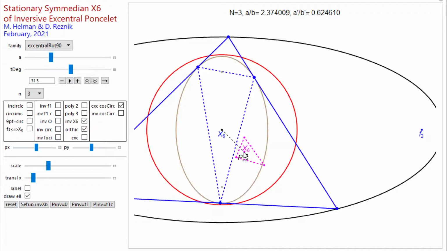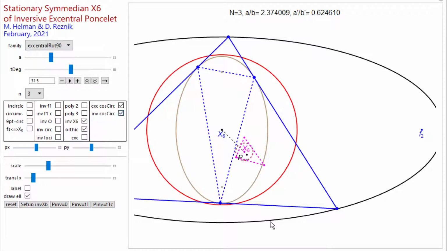So I already know that whichever radius of the cosine circle is here, its center is stationary, because the cosine circle of this inversive family will be centered on x6. It turns out its radius too is invariant. So if I take the product of the side lengths A, B, C inversive and divide by the sum of the squares of the side lengths, that ratio will also be invariant here.